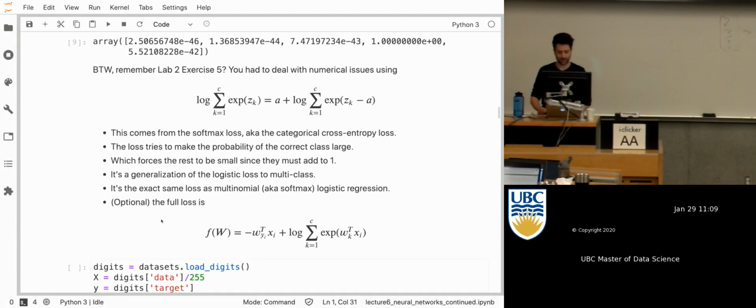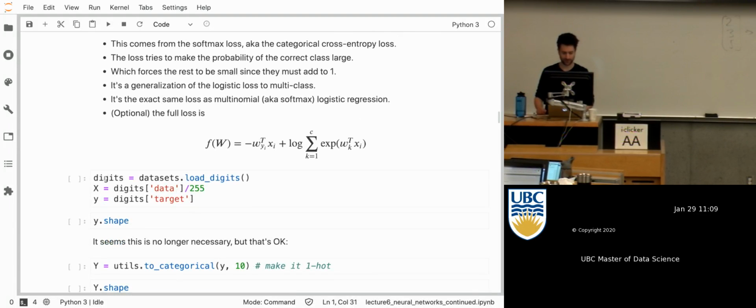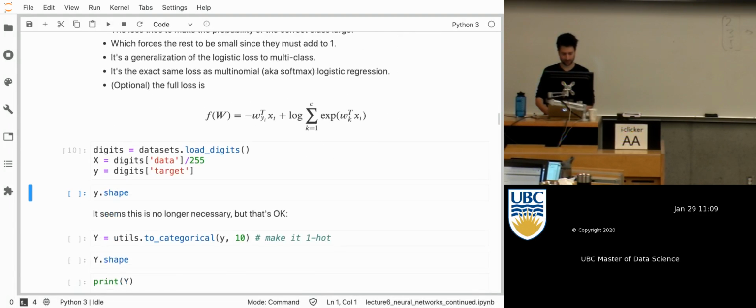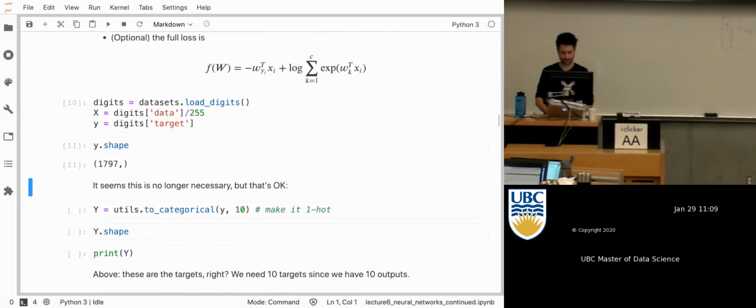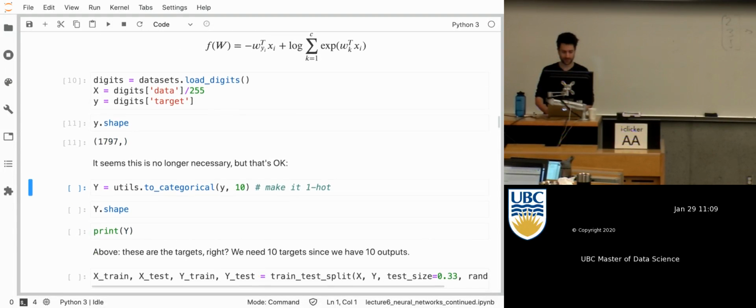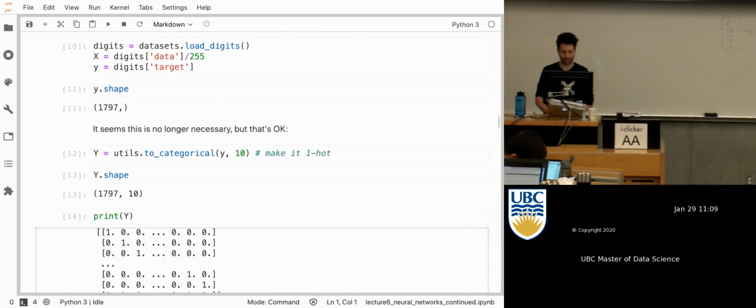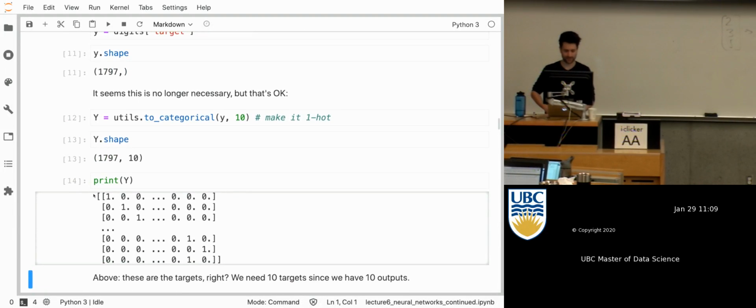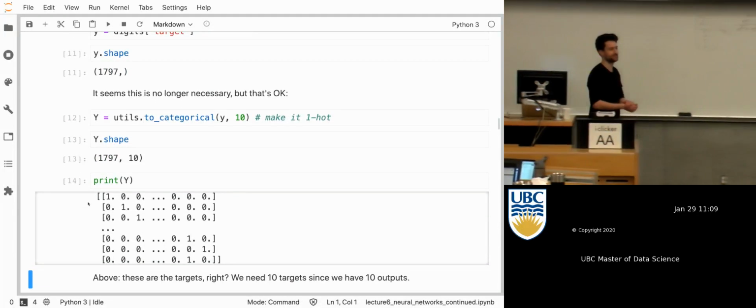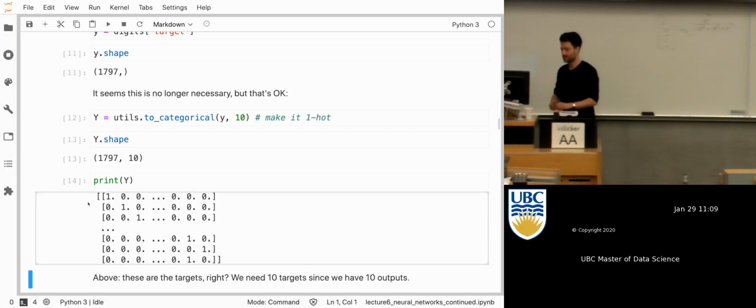OK, so all this is a generalization of logistic regression-type stuff, but we don't really have time to go into it. So I'm just going to move on to some code. And I managed to fix my TensorFlow installation since last time, hopefully. So you did this one-hot encoding in lab. And it seems that is no longer necessary in more recent versions of Keras.